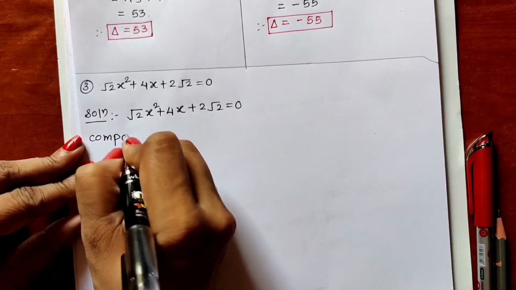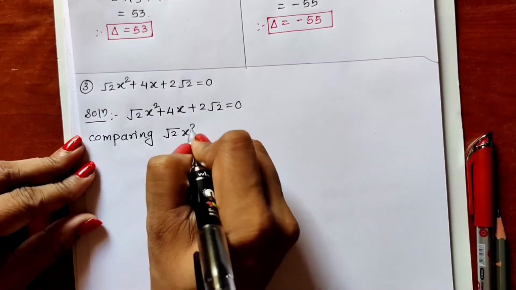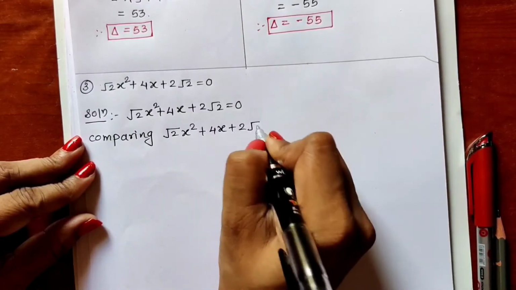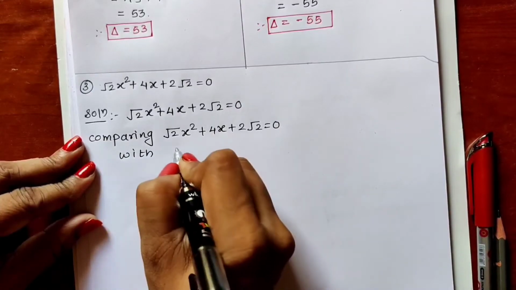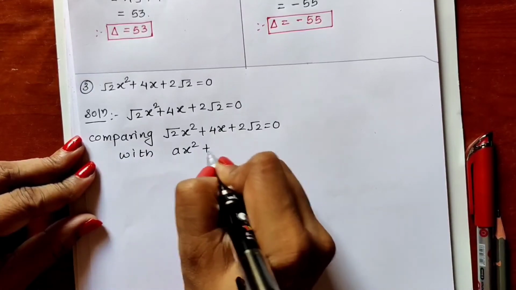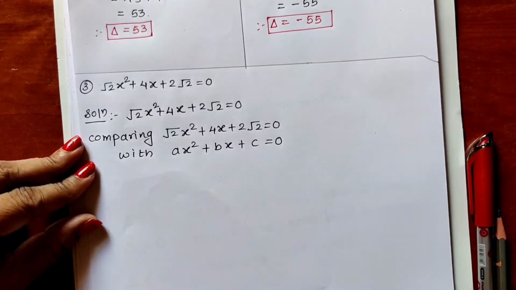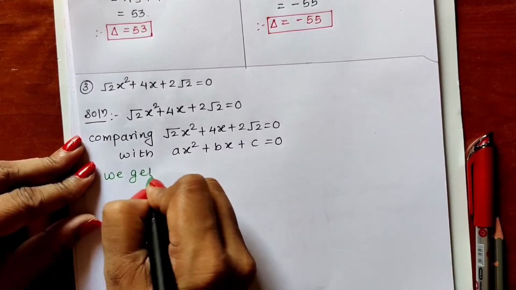Comparing root 2x square plus 4x plus 2 root 2 equal to 0 with ax square plus bx plus c equal to 0. So write the values of a, b, c. We get the values of a, b, c.